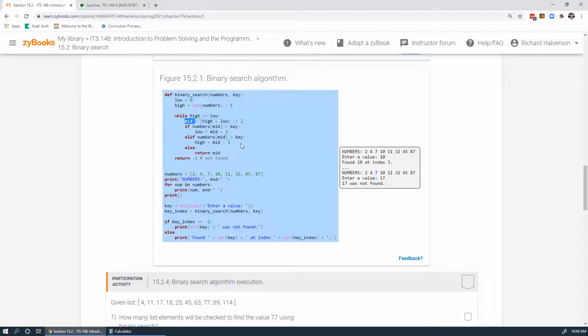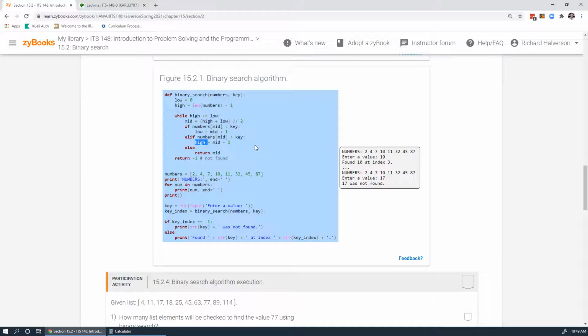midpoint, and that's what we look at. That's the element we look at. And the element that we look at is either going to be less than the key, in which case we make the low one higher than the mid, or the element that we look at, mid, is greater than the key. If that's the case, then the point we're looking at is greater than the key, so we have to set a new high equal to mid.